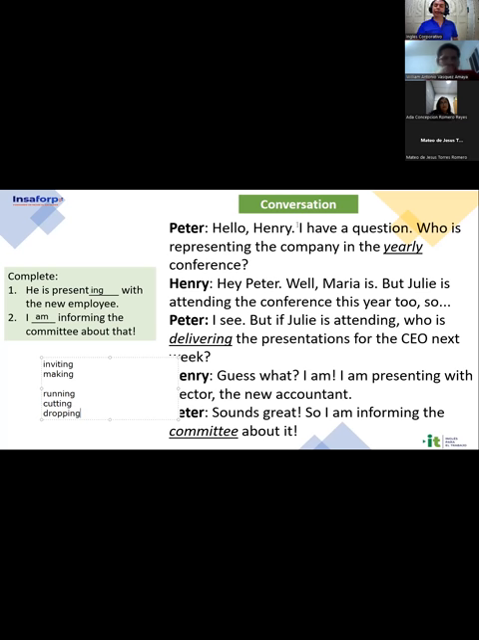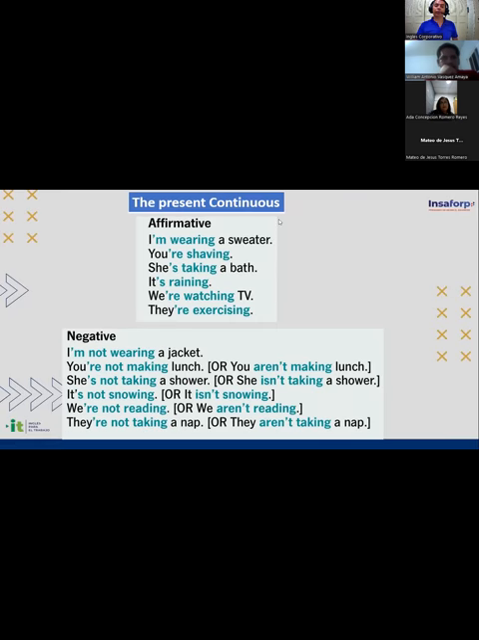Okie dokie. Now it's time to practice, class. Good. The present continuous, right? Let's start with affirmative. We use affirmative using the subject, of course, the person who makes the action. Number two, with the verb to be: am, are, and is. And then a verb plus ing: wear, wearing, shaving, taking, rain, raining, watch, watching, exercise, exercising, right? These are the present participle.